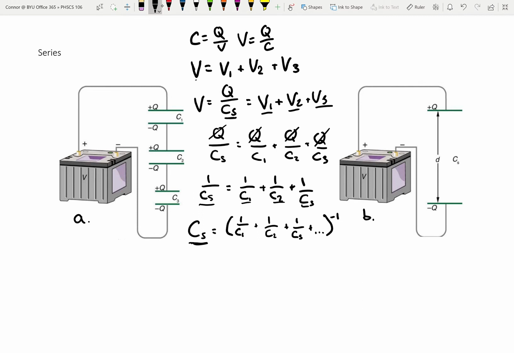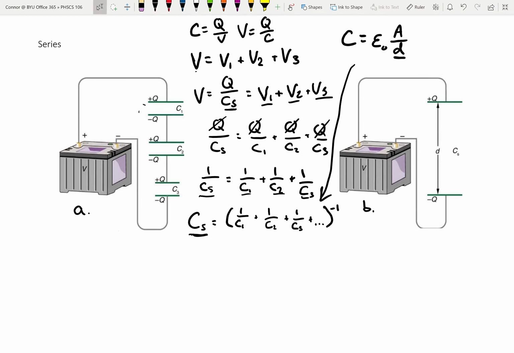Another way to visualize this is shown in picture B. Rather than thinking of 3 separate capacitors in series, we can think of one capacitor that just has plates separated by a really large distance. When we think about the equation from earlier, this makes a lot of sense, because when distance gets bigger, capacitance decreases. That coincides with our equation that says the total capacitance of capacitors in series will be less than any of the individual capacitances.